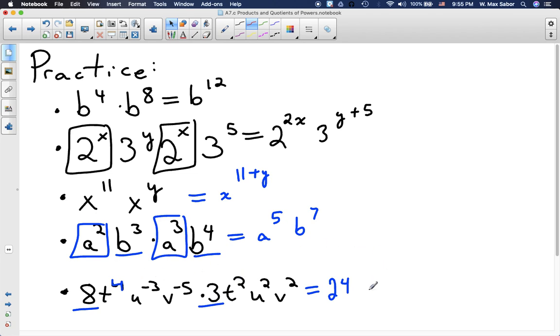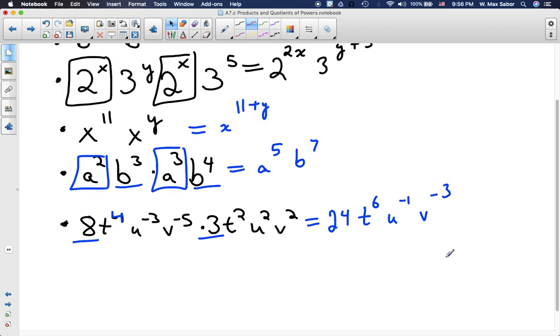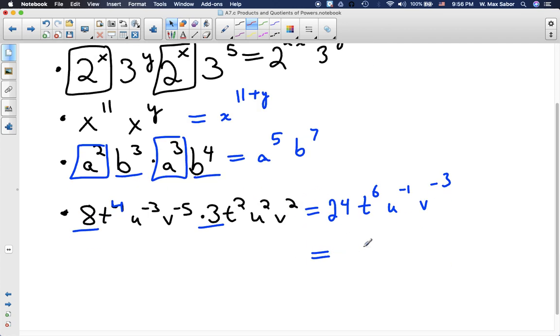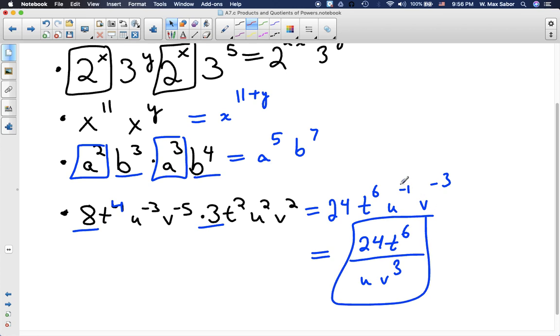4 and 2 are normal numbers that will add together. Negative 3 and 2. Again, this is multiplied, so we'll add them. These are multiplied. Negative 5 plus 2 is negative 3. And if you continue this problem using your integer exponent rules, this is 24t to the 6th over uv cubed.